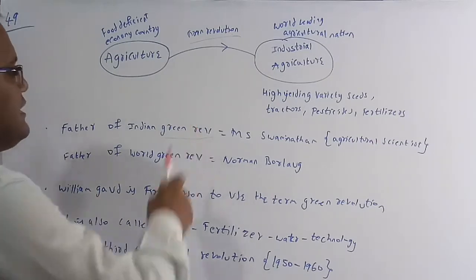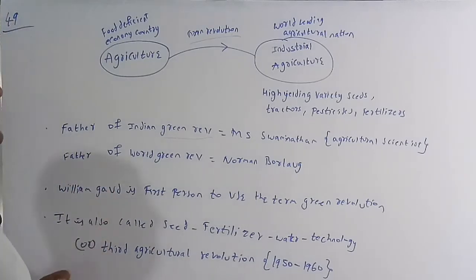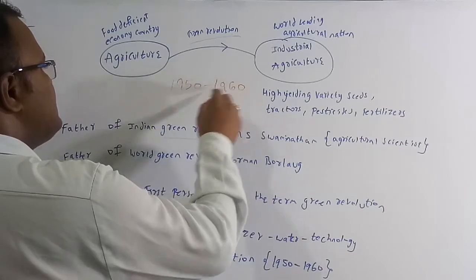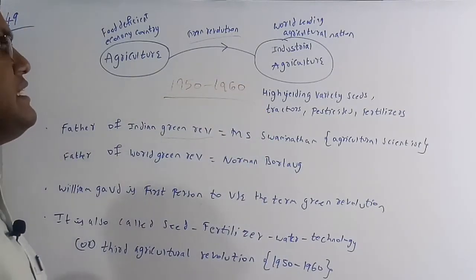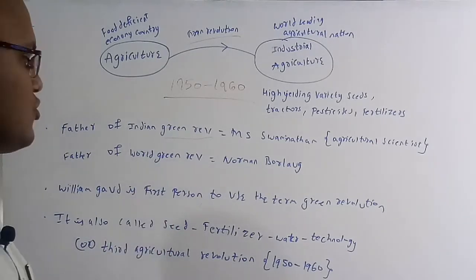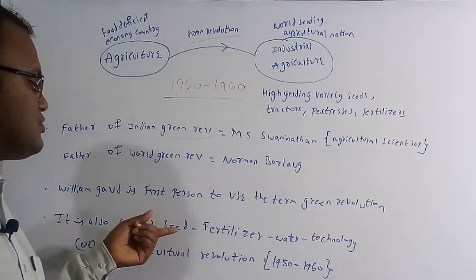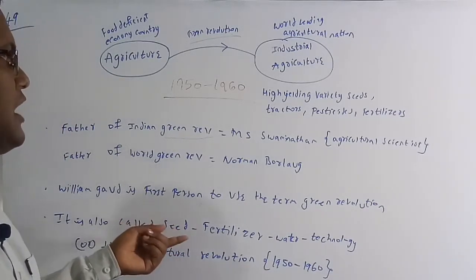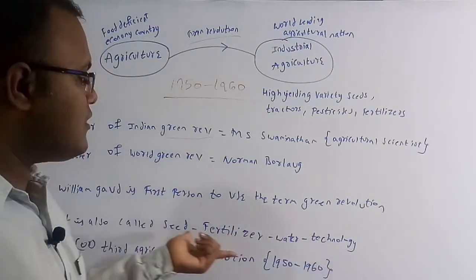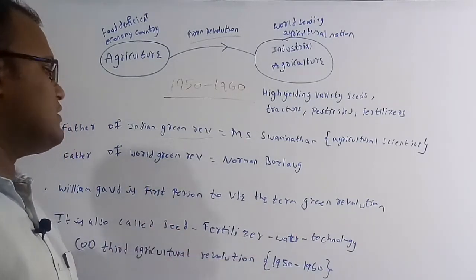Therefore the green revolution is also called the seed, fertilizer, water technology, because this green revolution started in India in the period 1950 to 1960. In this period this technology was introduced in a very high manner. It is called the seed, fertilizer, water technology because in this green revolution we use high yielding variety seeds, extensive use of fertilizers, extensive use of water and different modern technologies. All these things are used in this green revolution, so that is the reason for the name.